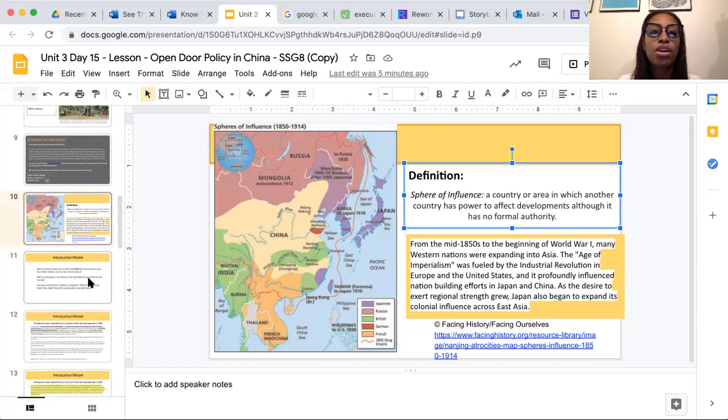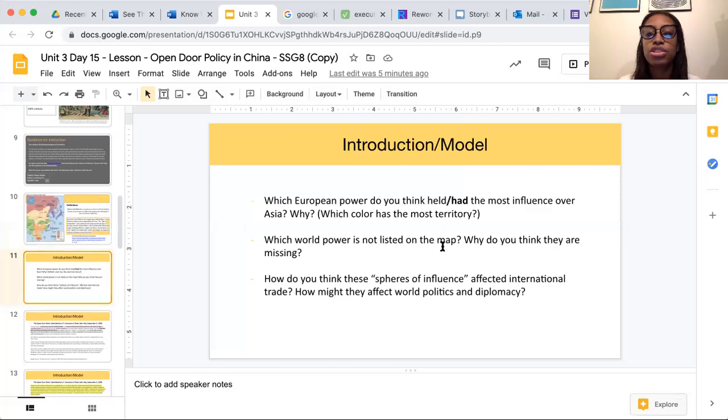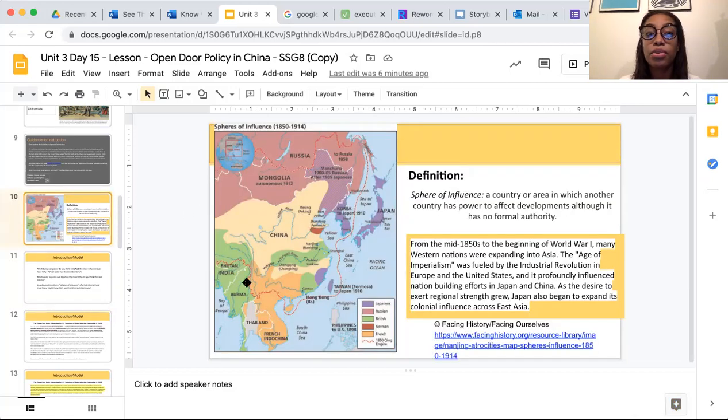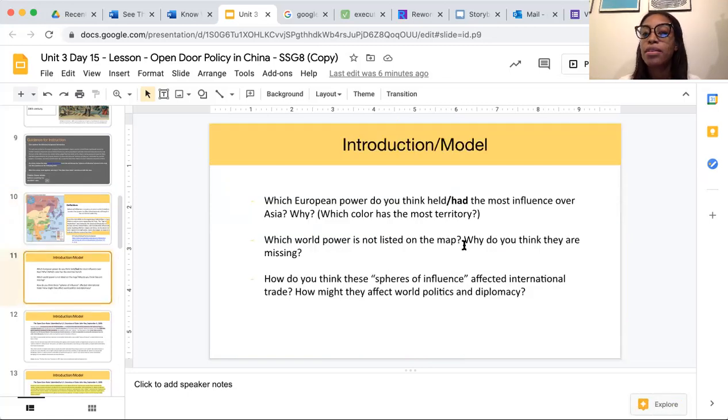As we move along, there are these introduction or model questions. So, which European power do you think held or had the most influence over Asia? Right? And why? So, really, you're asking them which color has the most territory, and they'll be able to point out, okay, well, it was Britain, right? Which world power is not listed on the map? Why do you think they were missing?